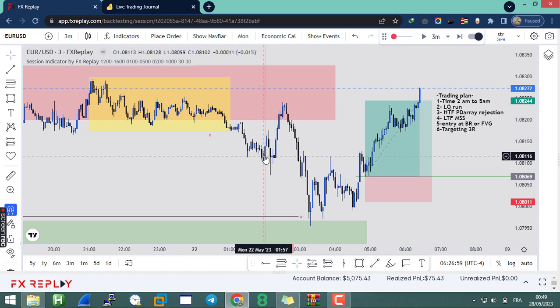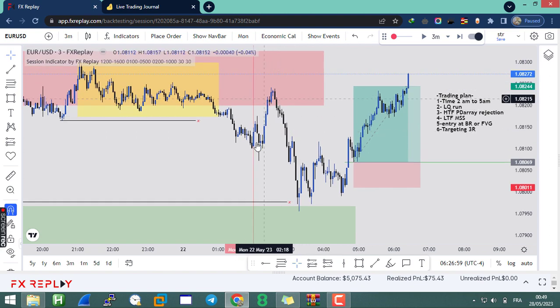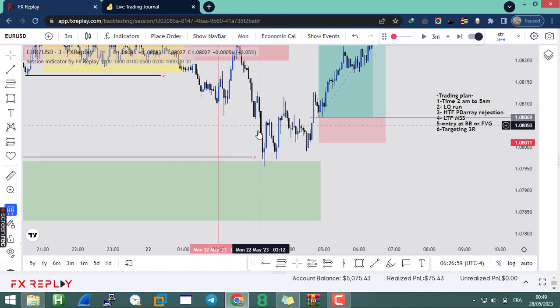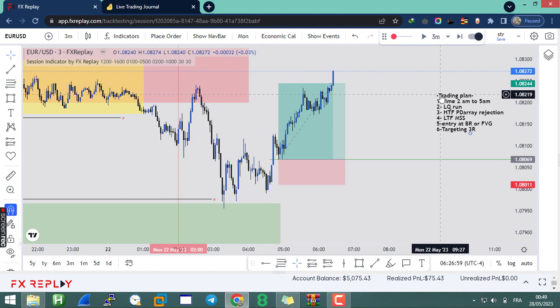Plus, displacement: basically it displaced and hit what? A 4-hour fair value gap, a bearish fair value gap. You do not want to long this, all right? So this is not a valid trade. But this trade right here followed our plan, the rules.